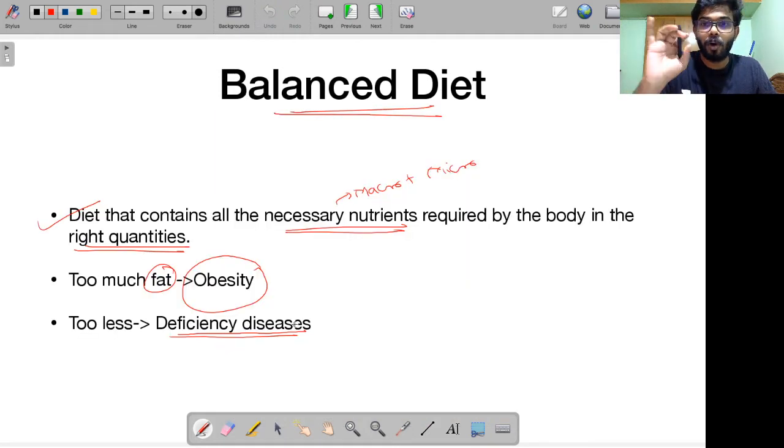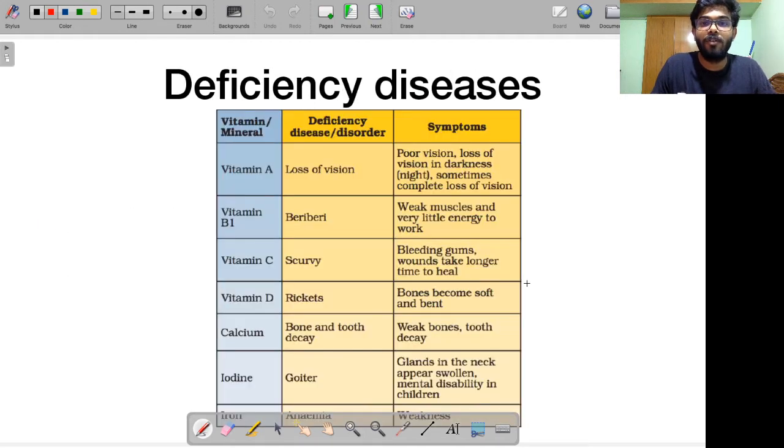Alright, so I will be talking about the deficiency diseases. Long time ago, UPSC asked a direct question from this small chart in a match the following kind of question. Right, so let's talk about deficiency diseases. That means what happens to your body if you consume less of vitamin A, less of vitamin B, less of vitamin C, less of vitamin D, less of calcium, less of iodine, and less of iron.